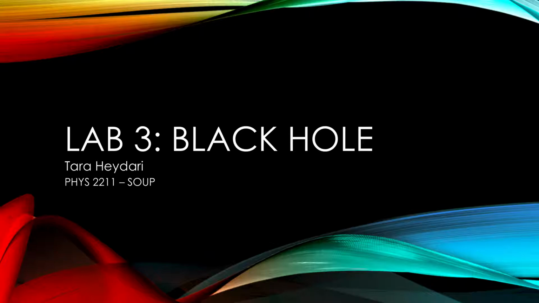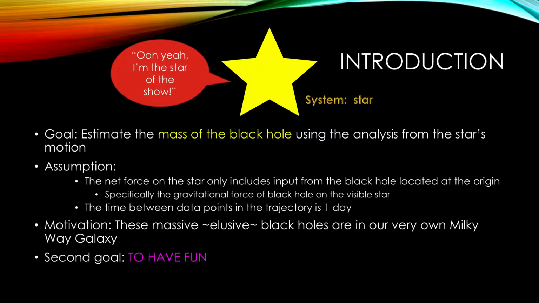We're going to talk about black holes. So, the goal of this lab is to estimate the mass of the black hole using the analysis from the star's motion. And our system is a star. Now, we're going to assume the net force on the star only includes an input from the black hole located at the origin, specifically the gravitational force of the black hole on the visible star. Now, the time between the data points in the trajectory is 1 day, and if we want to convert that to our SI units, it's 86,400 seconds.